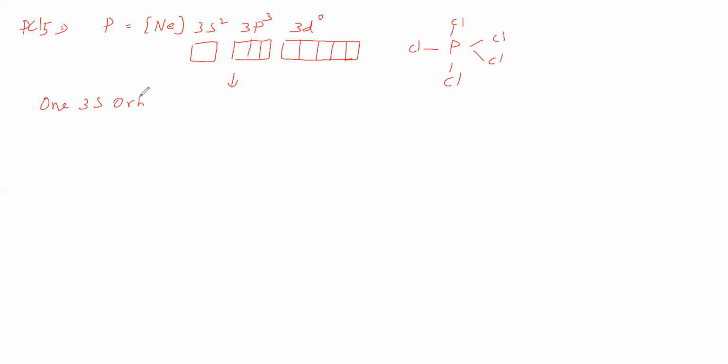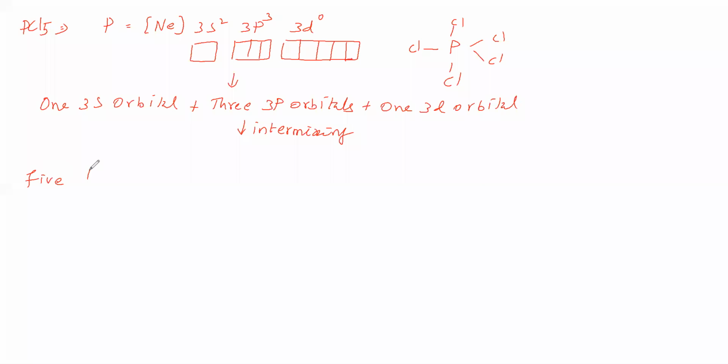One 3s orbital, three 3p atomic orbitals, so totally four, and one 3d orbital undergo intermixing. On intermixing, as many orbitals as undergo intermixing, that many hybrid orbitals we will get. Therefore, we will get 5 hybrid orbitals.